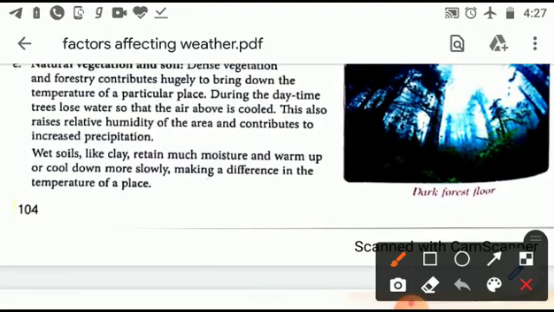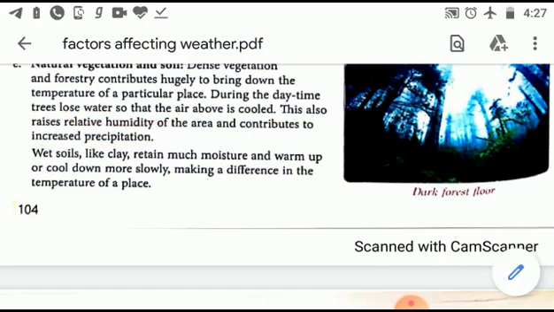Underline this line. That's why in the forest areas we have so much rainfall, and the area will have a low temperature, so rainfall will be there and there will be a cold climate.